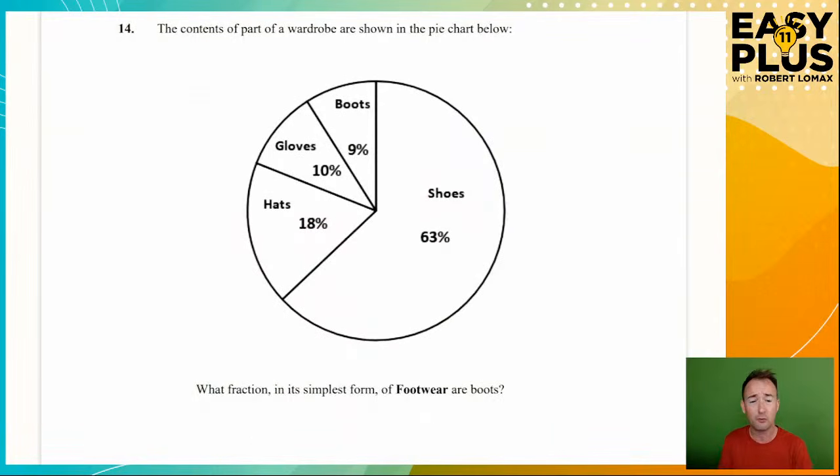The contents of part of a wardrobe are shown in the pie chart below. And this one's different because here we're given the percentages. And we know that the whole thing will show 100%. You can check that if you want by adding these up. And so each of these is the percentage, the fraction out of 100 that represents each of these categories. In this case, we actually don't know how many entries there are for each of these. We don't know how many shoes there are, how many gloves there are, and so on. We just have the percentages.